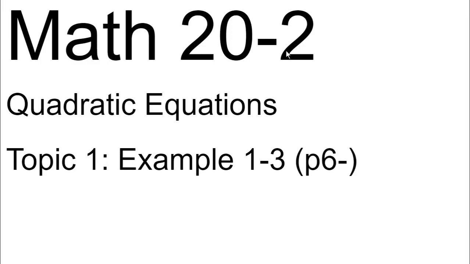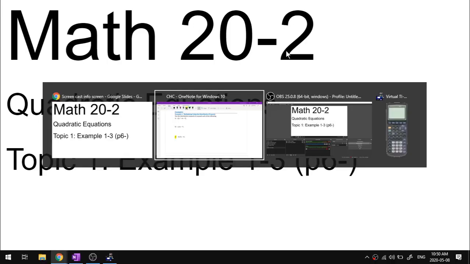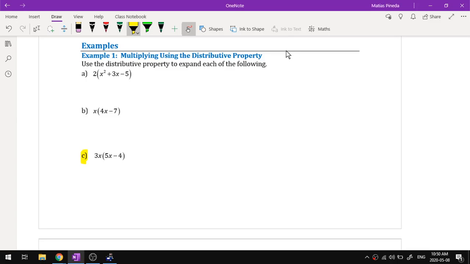This is Math 20-2 Quadratic Equations, Topic 1, Example 1, 2, and 3 that starts on page 6 in your workbooks. So in Example 1, we are asked to apply the distributive property to expand the following expressions. I'm not going to do A and B, I'm going to go straight to C.